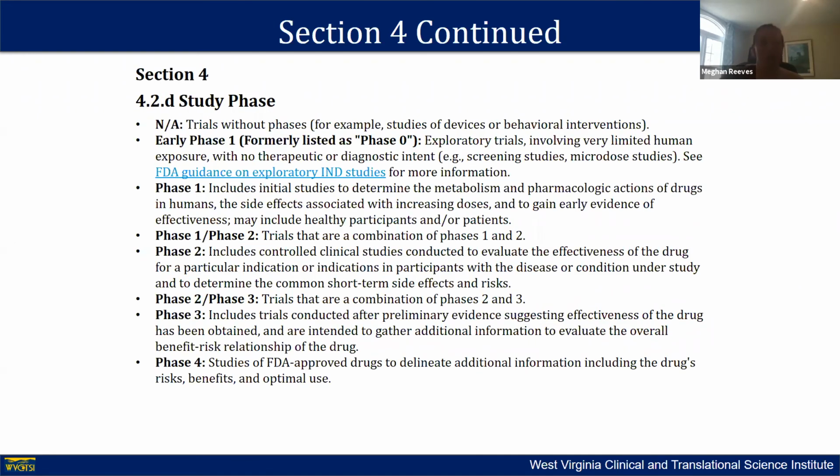Section 4.2D is the study phase. Again, this is a drop-down, but I gave the definitions. So the NIH actually breaks things down almost in half integrals from early phase 1 all the way to phase 4, but you can see that they've got phase 1/phase 2, phase 2/phase 3. So there's lots of options for this, and these are their definitions for how you would categorize the phases.